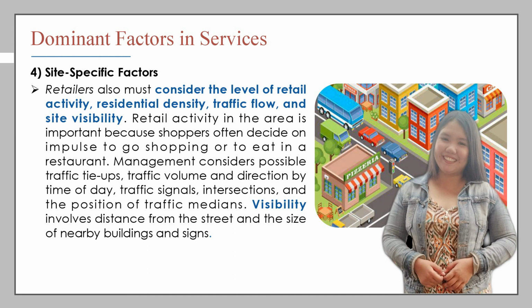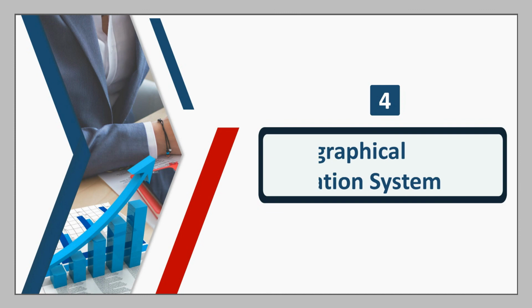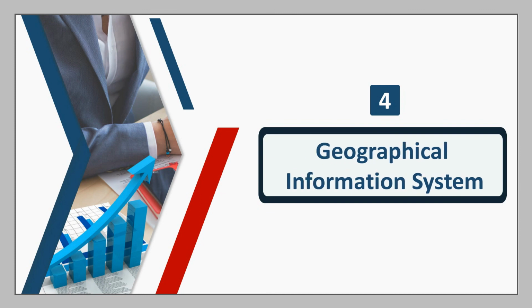Remember that. Management considers possible traffic tie-ups, traffic volume, and direction by time of day, traffic signals, intersections, and the position of traffic medians. Visibility involves distance from the street and the size of nearby buildings and signs. So, that is our 4 dominant factors in services. Let's proceed to Geographical Information System.